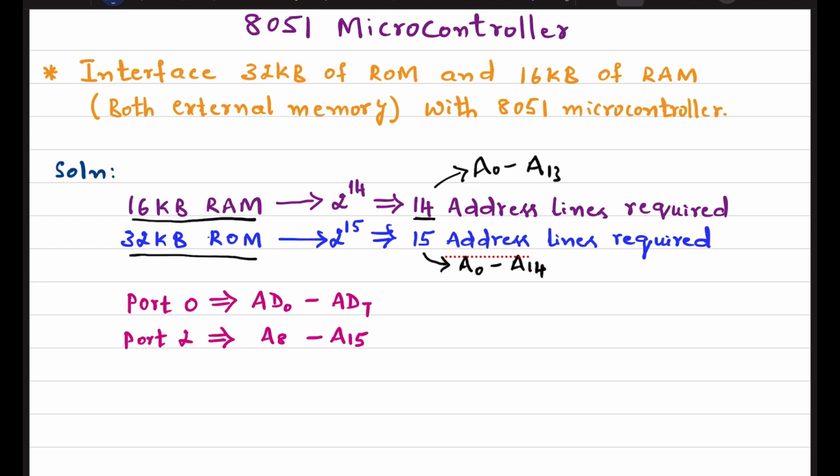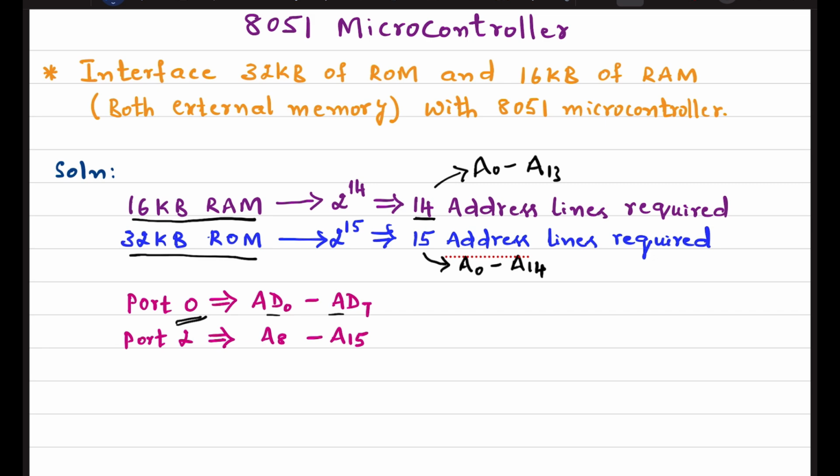Now with respect to 8051, there are two ports which we can use for address as well as for data lines. The first one is port 0. Port 0 has the lines AD0 to AD7, which can act both as address lines as well as data lines; that is the LSB 8 bits of the address lines. Then port 2 is A8 up to A15, which is exclusively address lines. It forms the MSB part of the address.